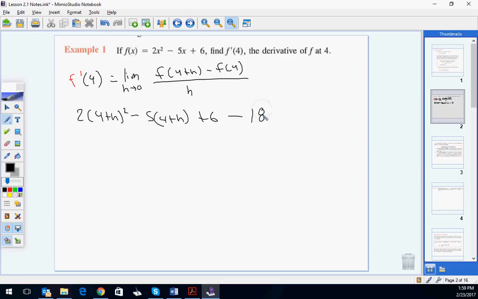Okay. And so this is where the 32 comes from, because 4 squared times 2. And then I have 8h times 2, h squared times 2, negative 20, minus 5h plus 6 minus 18. I think that's what I had.